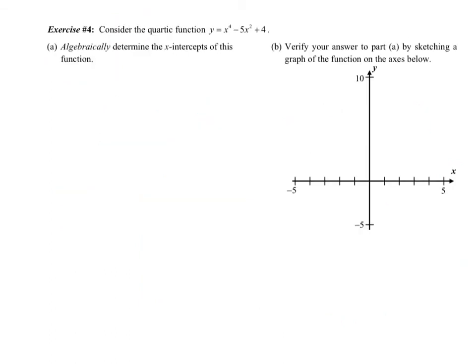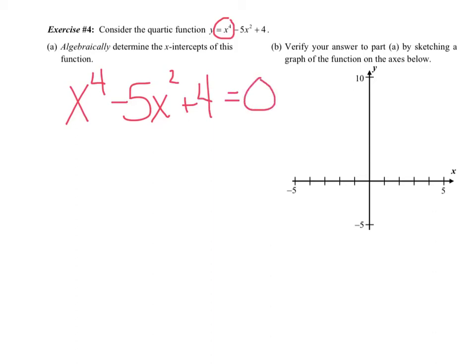Exercise 4, consider the quartic function. Now this one's called quartic because its highest exponent is x to the 4th. Algebraically determine the x-intercepts. All right, so if I want an x-intercept, I know my y value is equal to 0. Now, is there a GCF to pull out? You might be thinking yes, but clearly this term doesn't have an x, so there's no GCF. That means I just have to be able to factor this bad boy.